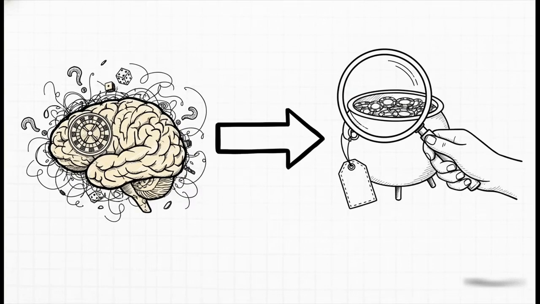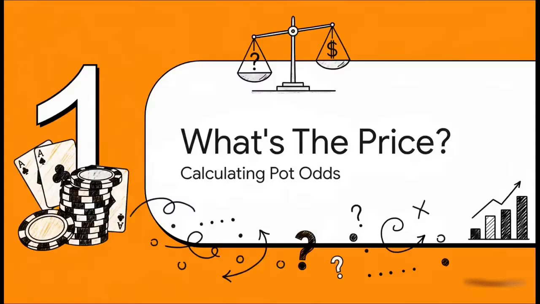Winning poker is all about making a smart value judgment. See, every single time you face a bet, you need to think of it like this. The pot is offering you a price. Your only job is to figure out if that price is a good deal for your hand. So, step one in this whole process is figuring out exactly what that price is. And that, my friends, is where we get into the nitty-gritty of pot odds.